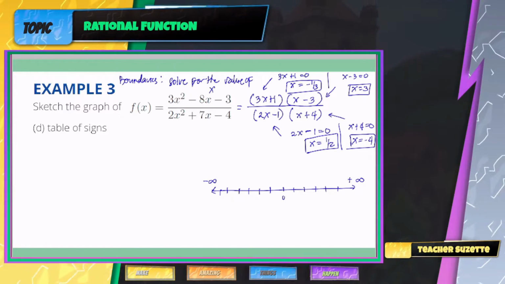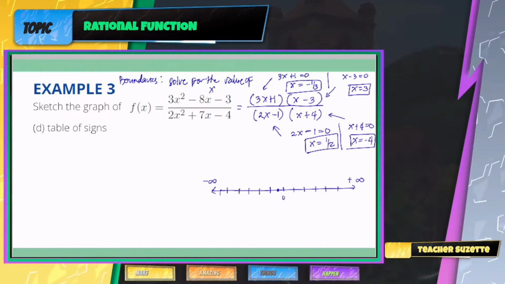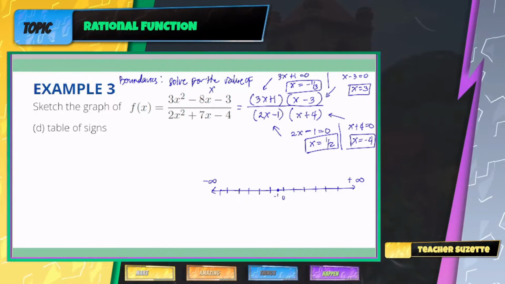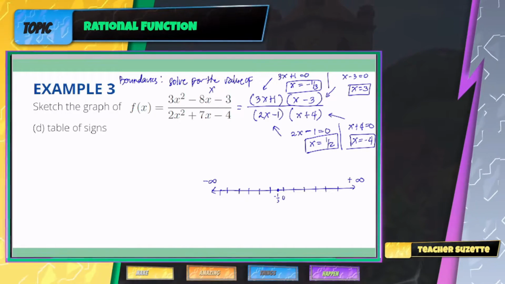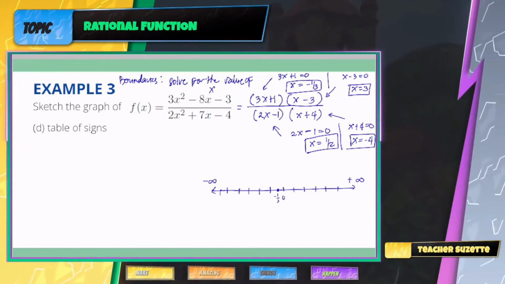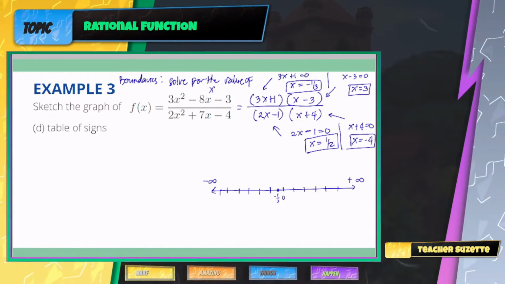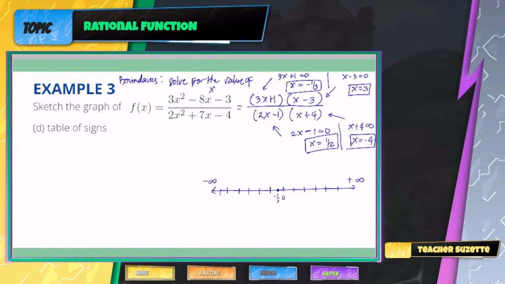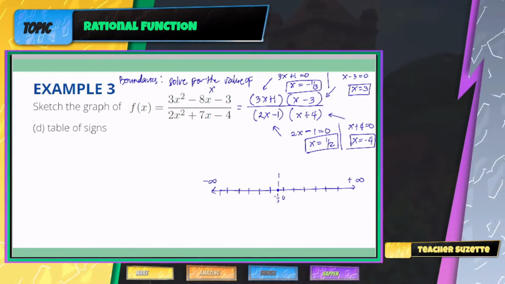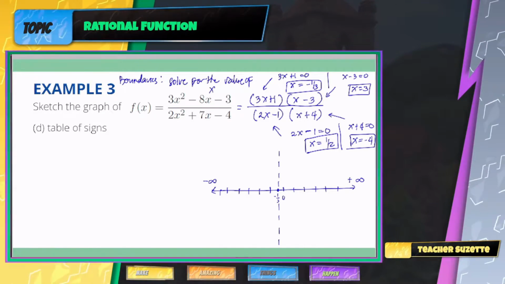So, first one, negative 1/3. Negative 1/3, sabihin natin na dito yan. Negative 1/3 is between 0 and negative 1, but a little closer to 0 kasi 1/3 lang siya. So, yan, nagkaroon tayo ng boundary line na yan.